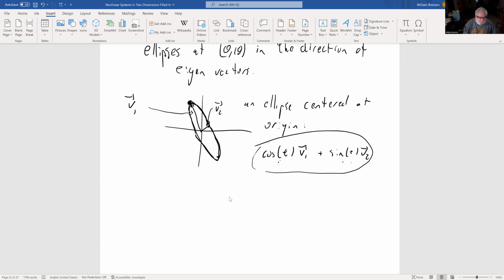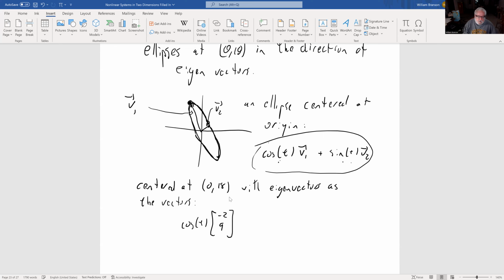If we want an ellipse centered at 0, 18 with the eigenvectors as the vectors, then we would want cosine t times -2, 9, plus sine t times 0, 1, plus the center, which is 0, 18.